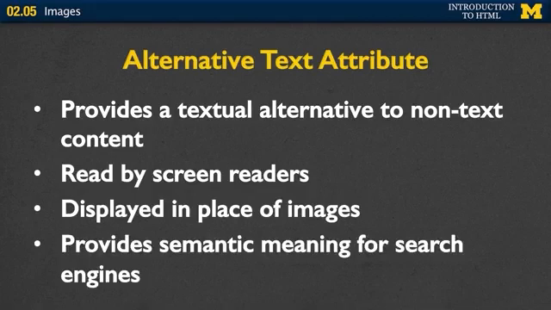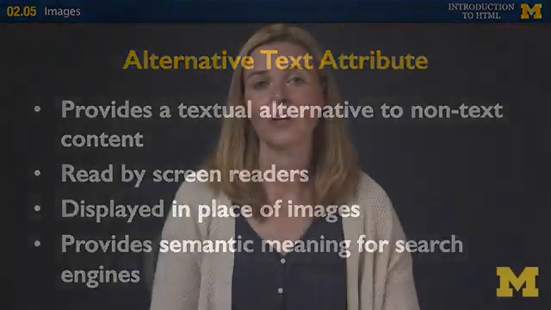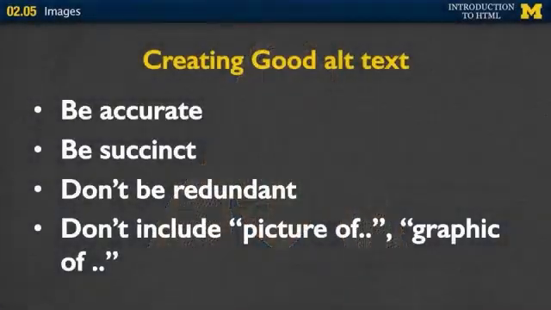Finally, it also provides semantic meaning for search engines. So if you put really good alt text into your page, it's going to help search engines realize what the content of your page is. So how do we create good alt text? There are really 4 things you want to look for right off the bat. You want to be extremely accurate. We want to be succinct. We don't want to be redundant. And we don't want to include titles like picture of or graphic of.